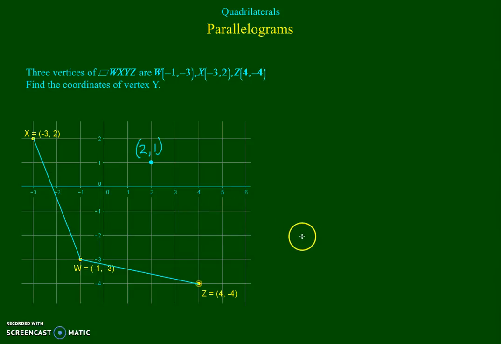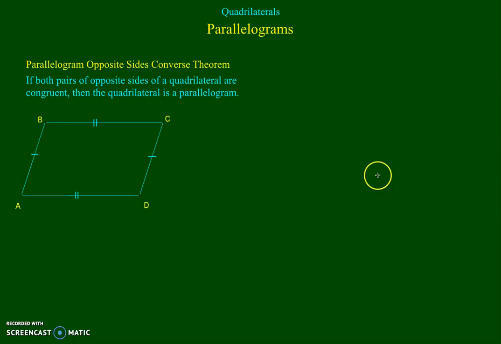Okay. And now on to the next section. The next property is presented in the parallelogram opposite sides converse theorem. If both pairs of opposite sides of a quadrilateral are congruent, then the quadrilateral is a parallelogram. So here we have AB is congruent to CD, AD congruent to BC. The theorem states this has to be a parallelogram. Let's do the proof and see why.